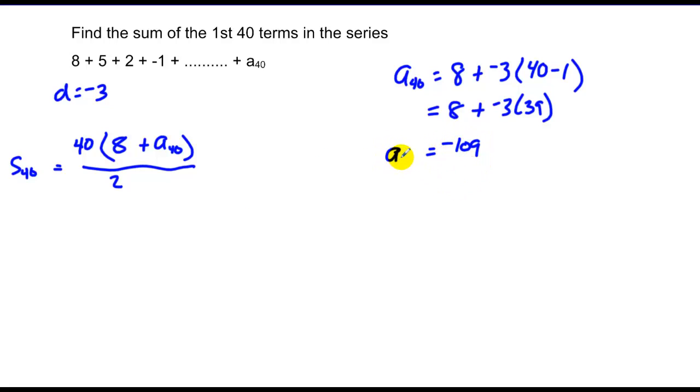And now that I have that my 40th term is negative 109, I can pop into the equation 40 times 8 plus negative 109 over 2 gets me my sum, which in this case is negative 99 times 20, which is negative 1980.